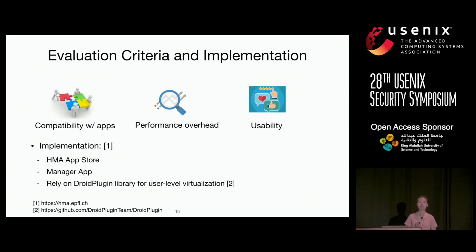So we look into three evaluation criteria. We look into the compatibility of our solution with existing apps. We look into the performance overhead introduced by HideMyApp to the existing app. In particular, we look into the cold start delays and the warm start delays. And we also look into the usability of the solution. For that purpose, we implemented the App Store and the Manager app, and we rely on the DroidPlugin library for app virtualization. I refer you to the paper for a complete evaluation of the solution. In this talk, I will only talk about part of the performance overhead, and in particular, I will only talk about the cold start delays.